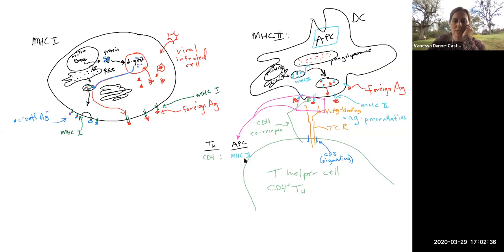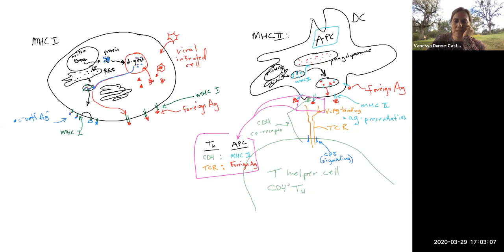Now, MHC class 2s are presenting foreign antigen on that antigen presenting cell, and that foreign antigen is recognized by the T cell receptor. So this is the complex that we're seeing here. This is the complex that can be formed with these T helper cells in the lymph node when they're coming in contact with an antigen presenting cell.